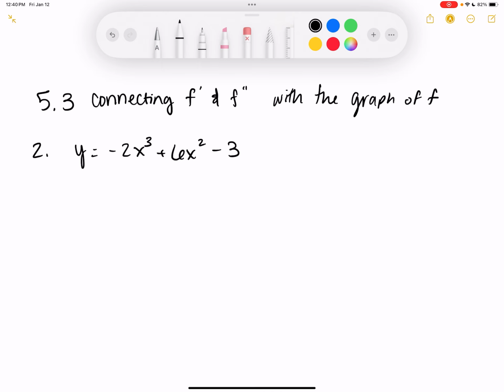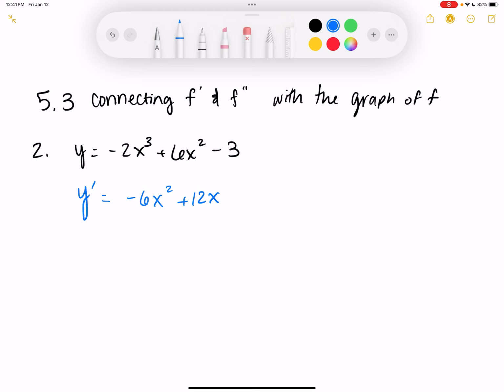All right, so we... 6x? No, 6x. Okay. All right, so the derivative of that is negative 6x squared plus 12x.